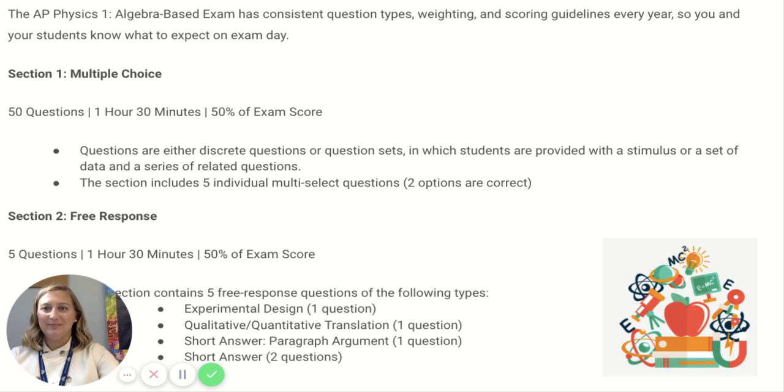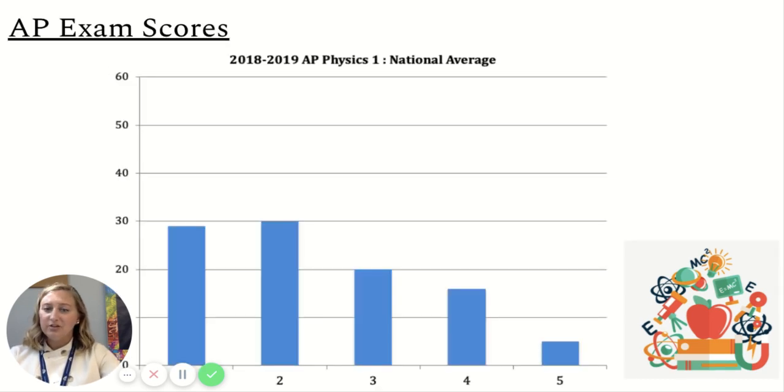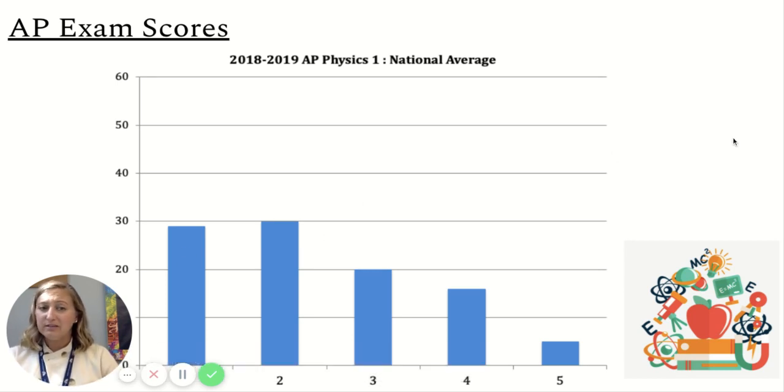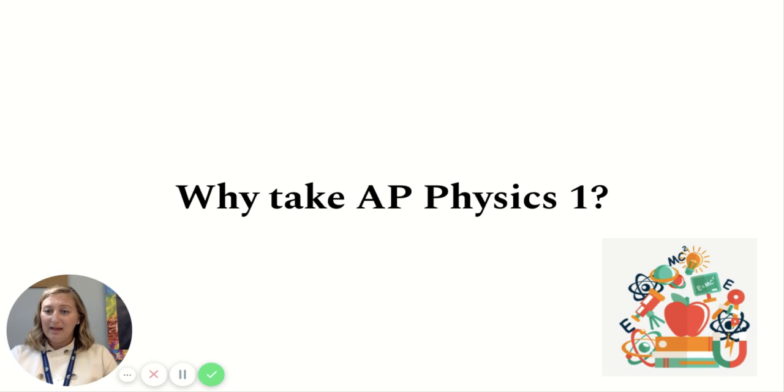This is just to show you what the national average is on the AP exam. This is a very challenging exam. You could see that the majority of the population scored between a 1 and a 2. So it's very rare that you see a 4 and a 5. This is a very challenging test to take. So I just wanted to give my students and parents as well a heads up that this is a hard test to take. So that being said, why take AP Physics 1?